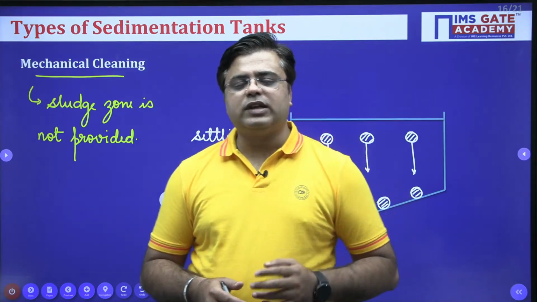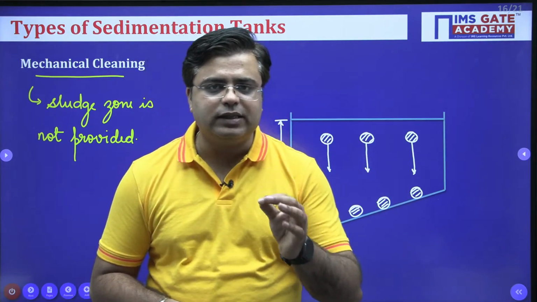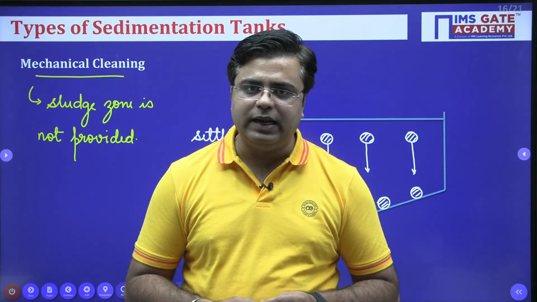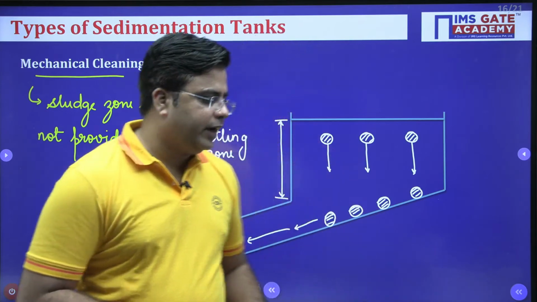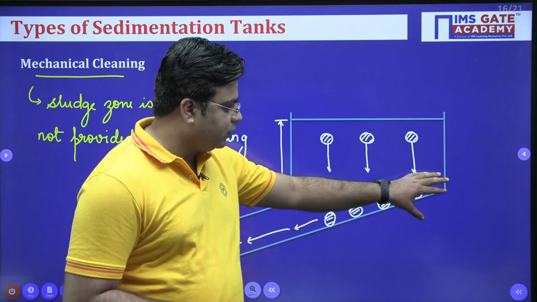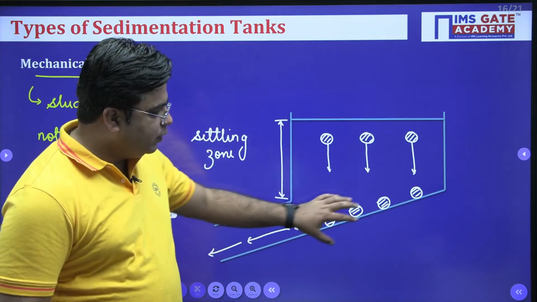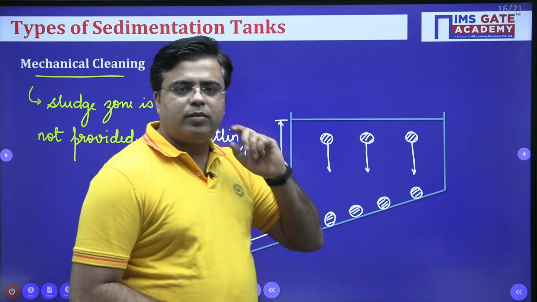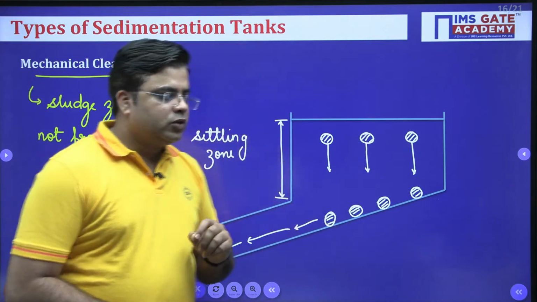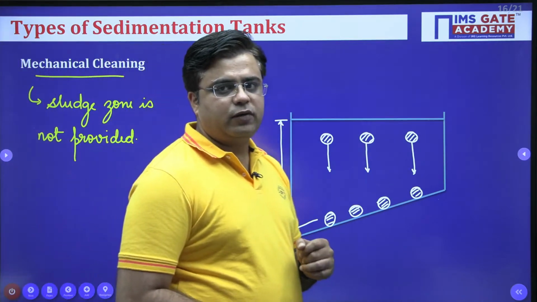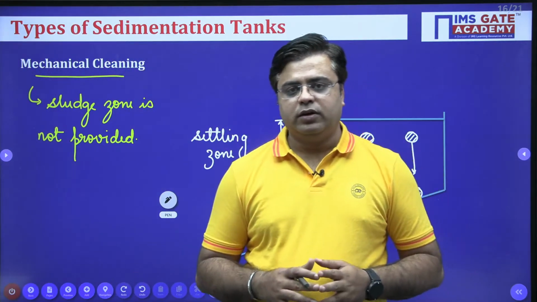If cleaning of the sludge is done manually, then a sludge zone will be provided. But if cleaning of the sludge is done mechanically, the sludge zone is not provided. Instead, we provide a slant over which these solids come and settle, and through mechanical equipment, we just scrape all this sludge which is formed at the bottom of the settling zone. So these are the important points for this type of tank. From an exam point of view, not that important.